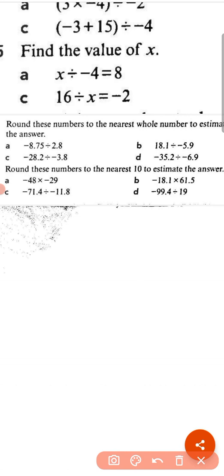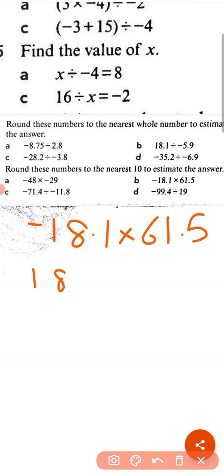Let us do one more question also. Question B. Negative 18.1 into 61.5. Okay, negative 18.1 into 61.5. Here we are rounding the numbers to the nearest 10. Okay, nearest 10. First 18.1.